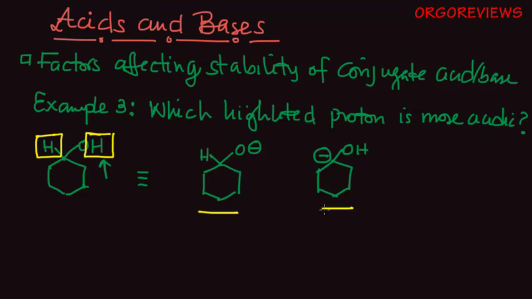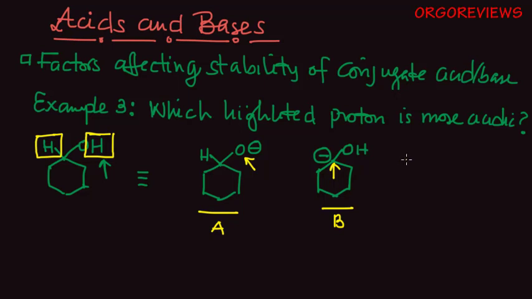Let's compare these two species and see which one is more stable. Looking at this, we realize that the negative charge is on this carbon here, and on this species, the negative charge is on the oxygen. So species A and species B. Looking at oxygen and carbon, which one will stabilize the negative charge much better?